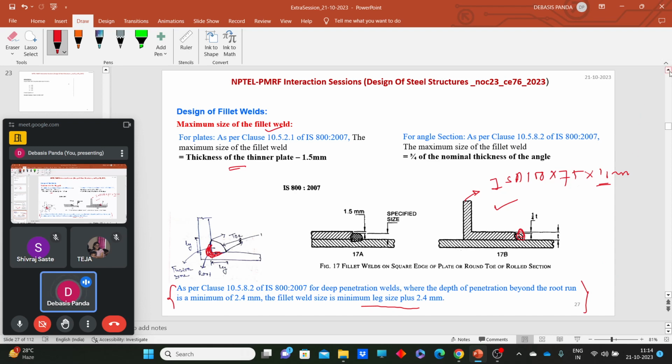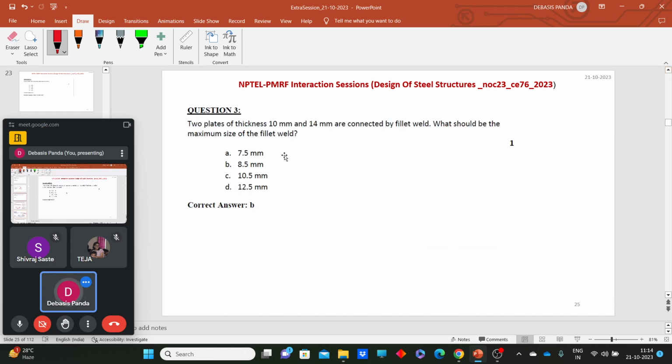So what was our question? Let's quickly look and solve it. Here there are two plates. Read the question carefully. We need to calculate the maximum size of the weld. Which is the minimum out of the two plates? The 10 mm plate is the minimum. So the maximum size is nothing but 10 minus 1.5, that means 8.5. So 8.5 is the right answer. Clear?